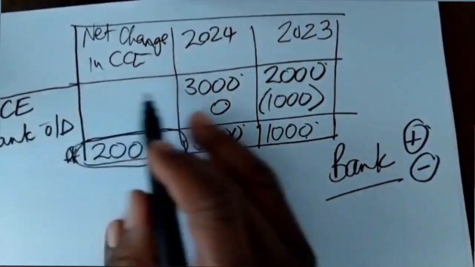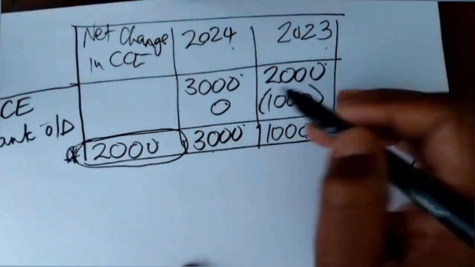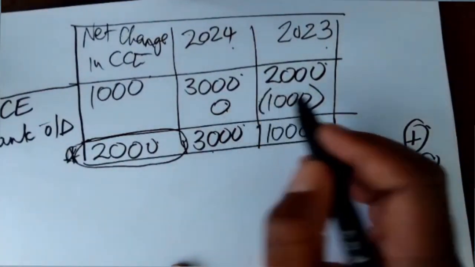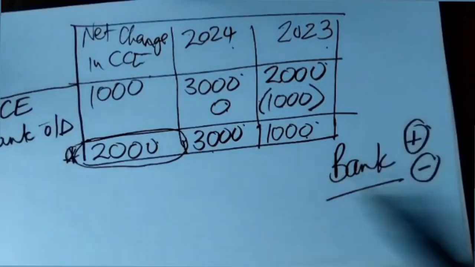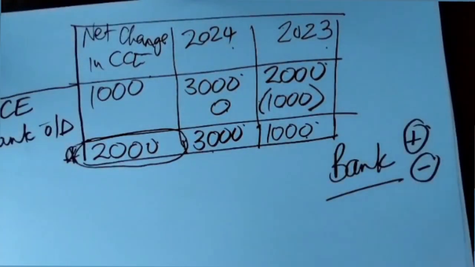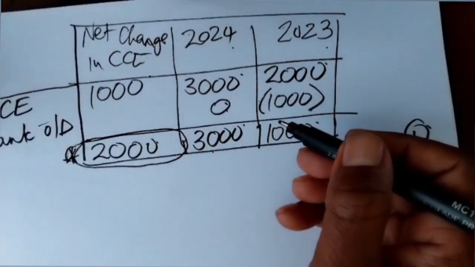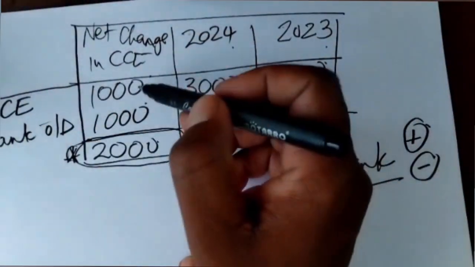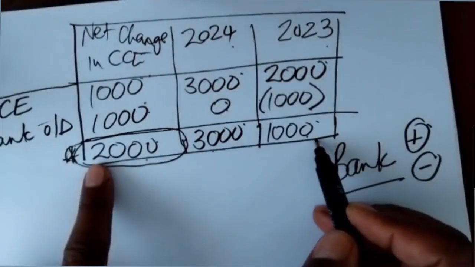If I say current year, 2024, minus 2023, it gives me 1,000. If I say 0 minus negative 1,000, remember, a double minus gives you a positive. You can test that with your calculator. So 1,000 plus 1,000 gives me 2,000. If I say 3,000 minus 1,000, it still gives me 2,000.